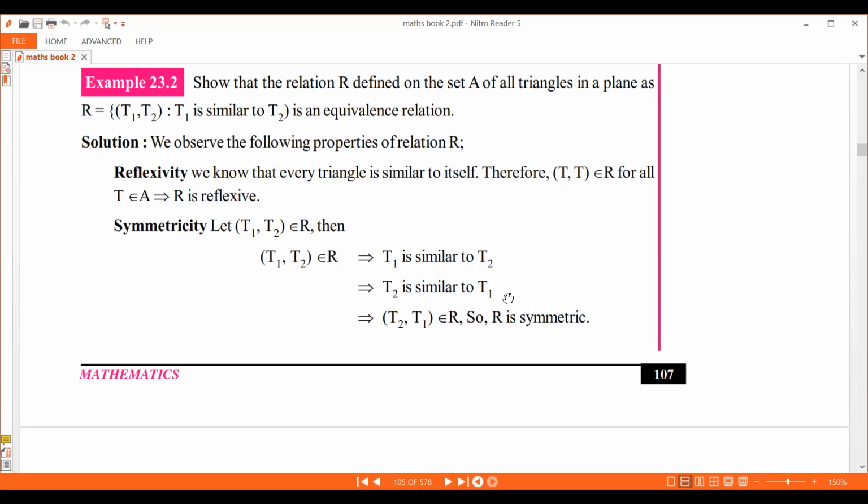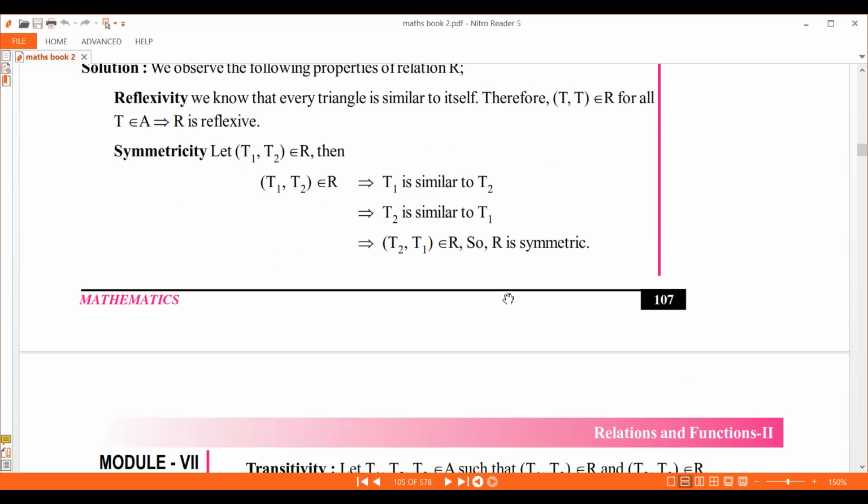Similar triangles. I just told you about similar triangles. Corresponding angles are equal. Suppose you consider, can I find doublets? Of course. Why? T1 is similar to T1. So you will find doublets, and we can find symmetry also. Definitely. And you can find transitivity also.